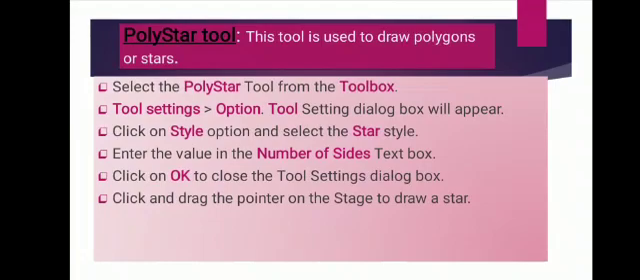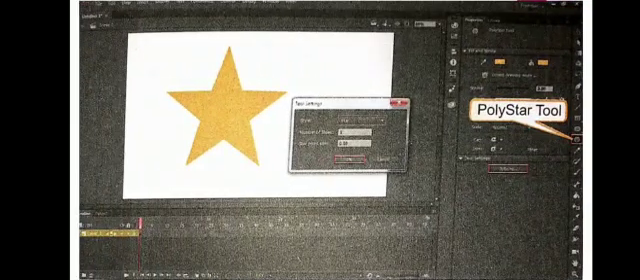So if you want to draw a star, first select the polystar tool from the toolbox. Now from property inspector, you can select the style of the star. See here, tool settings. Here you have to enter the value from 3 to 32 for the number of sides. Here it is mentioned 5. So in diagram it is made the 5 sides of star. You can also specify the depth of the star point from 0 to 1. And after that click on OK button and close the tool setting dialog box.